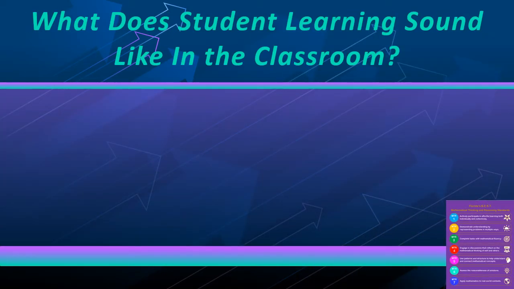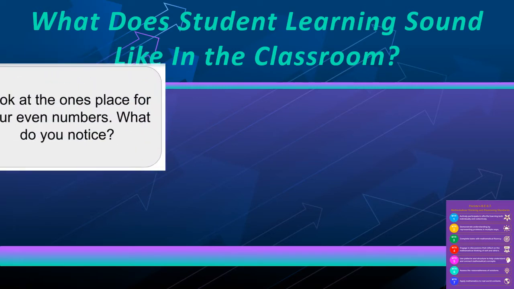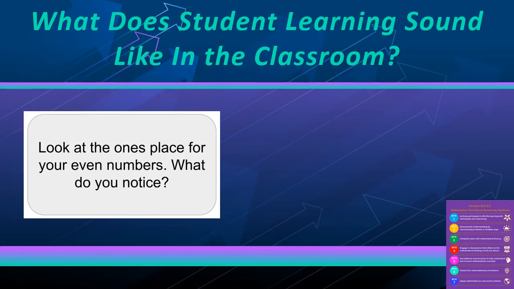To check in with your students on their student learning and discussions, you can ask different types of questions. Here we have an example of determining whether numbers are even or odd. Look at the one place for your even numbers. What do you notice? An example could be a child looking at the number 362 and determining that the 2 is in the ones place, and if they know that 2 can be split into 2 equal groups evenly, they will be able to come to the conclusion and determine that 362 is an even number.